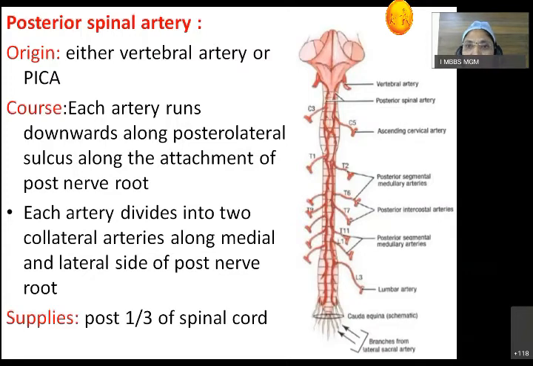So these posterior spinal arteries give two collaterals, one on the medial aspect and another on the lateral aspect of the posterior spinal artery, and thus each artery gives two collaterals, and there are four longitudinal arteries along the posterior part of the spinal cord. This posterior spinal artery supplies the posterior 1/3 of the spinal cord, whereas the anterior spinal artery supplies the anterior 2/3 of the spinal cord.